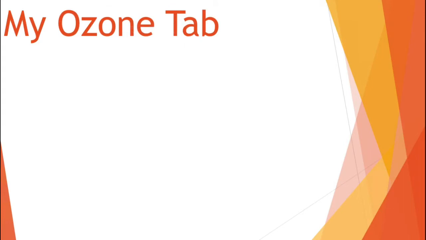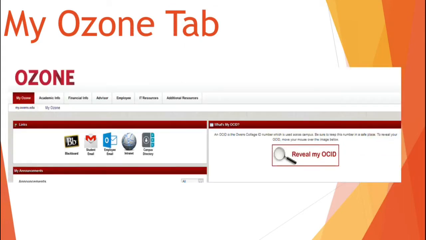Once you log into your Ozone account, you will see tabs at the top of your screen. Some tabs will only be displayed if you are part of a special student population. First, let's take a look at the My Ozone tab. Here you will find a number of resources such as Blackboard, your student OMail, and Campus Directory.